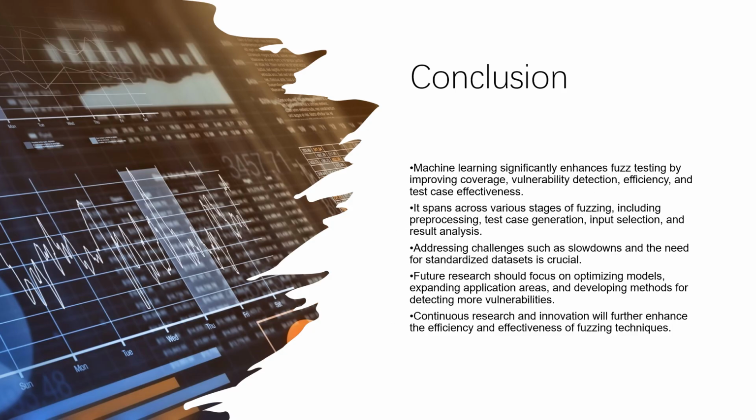In conclusion, the integration of machine learning techniques with fuzzing offers significant advancements in vulnerability discovery and software security by addressing the limitations of traditional fuzzing methods. Machine learning enhances coverage, vulnerability detection capabilities, efficiency, and test case effectiveness. The application of machine learning spans various stages of the fuzzing process, including pre-processing, test case generation, input selection, and result analysis. However, it's important to address the challenges associated with this integration, such as potential slowdown due to model training and the need for standardized datasets.